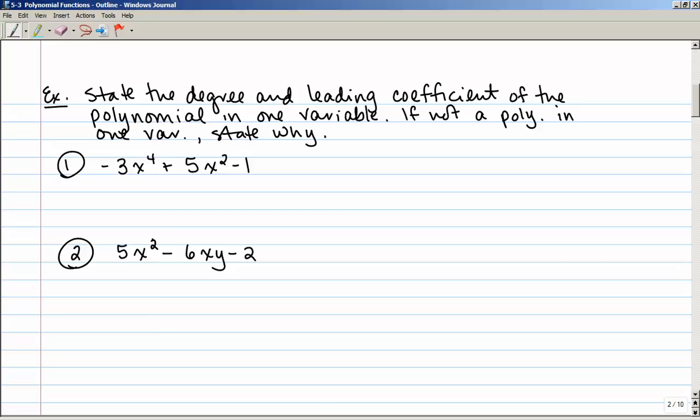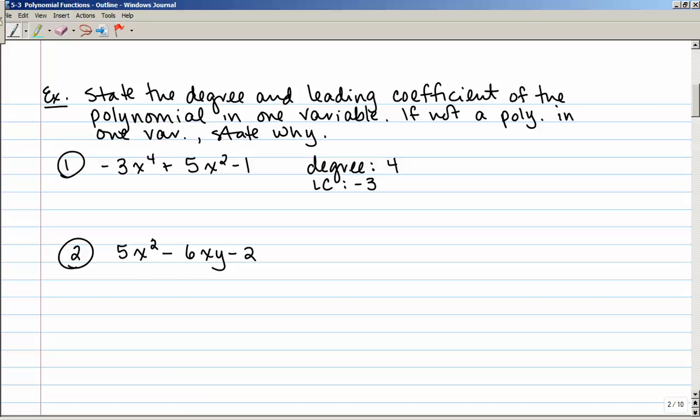Its degree, remember, is the highest value, the highest exponent, so in this case the degree of this polynomial is 4. And its leading coefficient is the coefficient in front of the highest power of x, and that would be negative 3. Its leading coefficient is negative 3, since there's a negative 3 in front of x to the fourth.